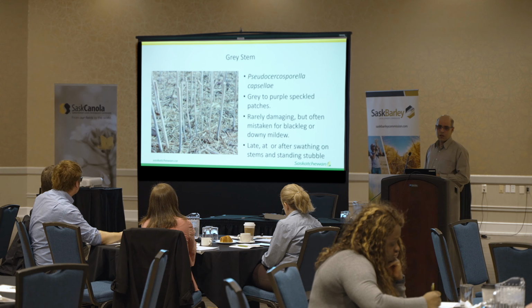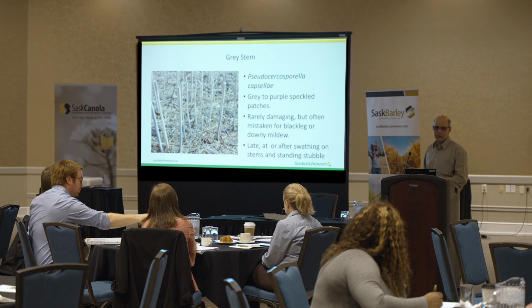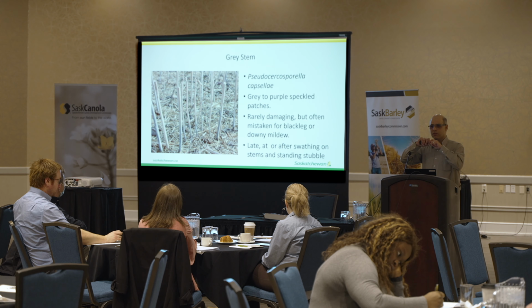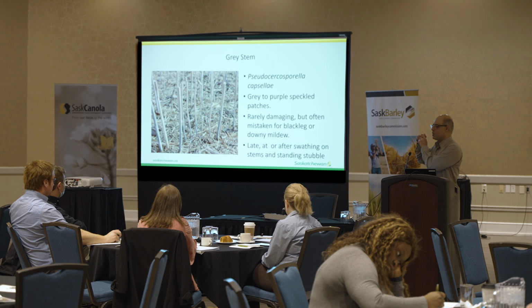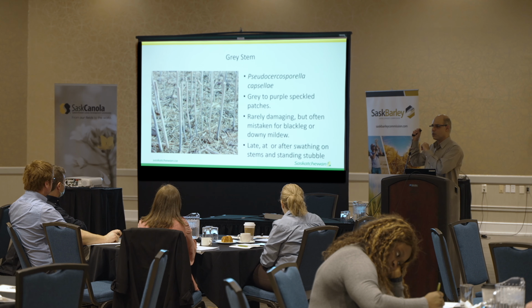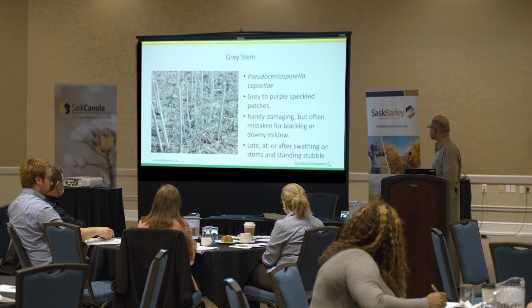Gray stem appears after harvest. It's a cosmetic disease, has no impact on yield loss, and looks like blackleg. But if you scratch the lesion, the tissue beneath the lesion is so strong. There is nothing else there. You'll see gray lesions with lots of pycnidia or dots, but if you scratch them, nothing else is there. So it is more saprophytic and has no impact whatsoever on yield loss.